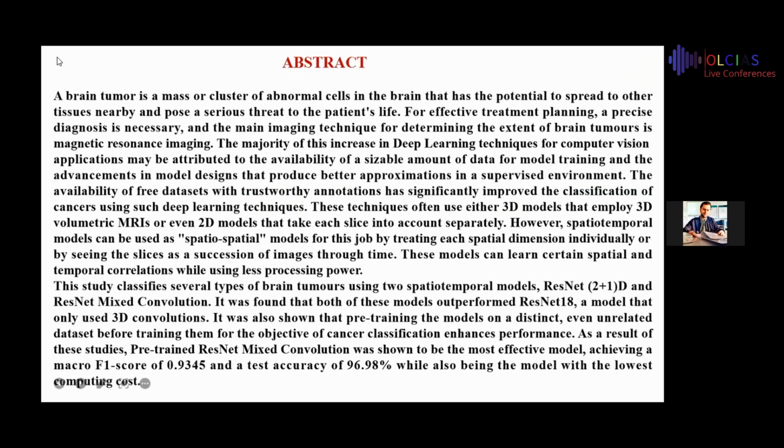The abstract goes: a brain tumor is a mass or a cluster of abnormal cells in the brain that has the potential to spread to other tissues nearby and pose a serious threat to the patient's life. So for effective treatment planning, a precise diagnosis is necessary. And the main imaging technique for determining the extent of a brain tumor is MRI.